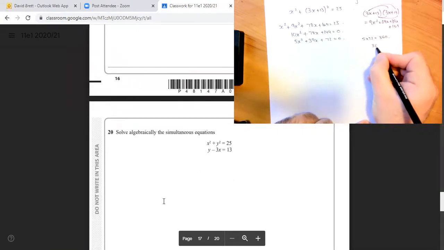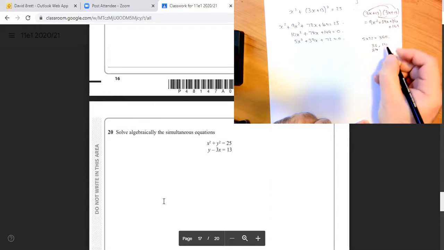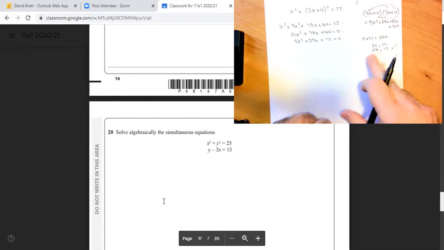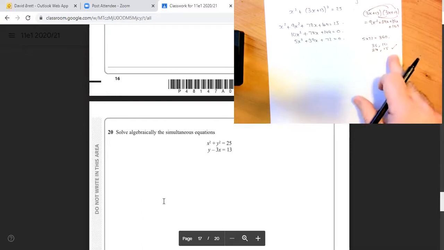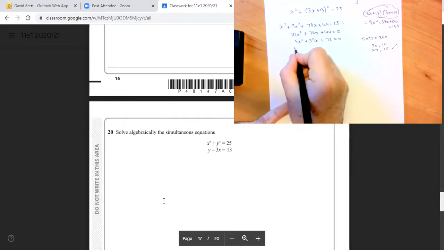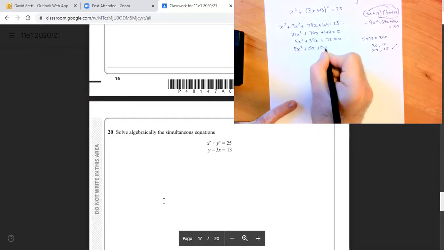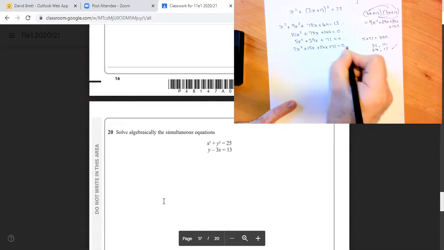So 36 and 10, no. 24 and 15, yes. 240 plus 120, yeah, 24 and 15. So if I replace this, 5x squared plus 15x plus 24x plus 72 equals 0.